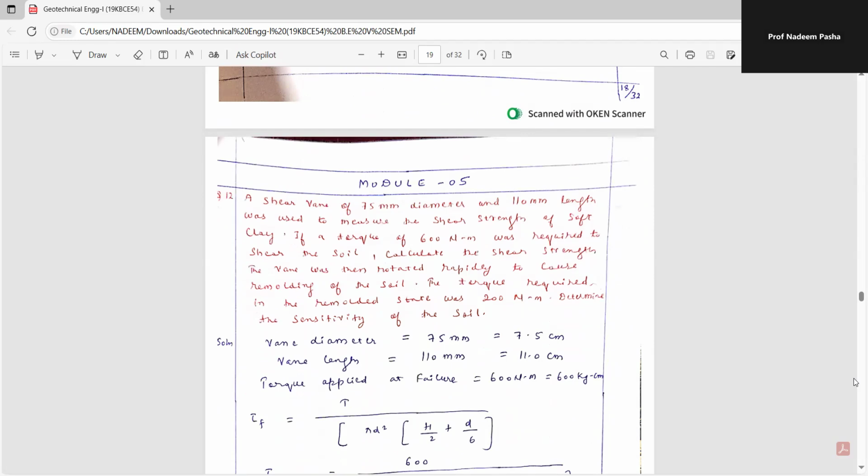The vane was then rotated rapidly to cause remolding of the soil. The torque required in the remolded state was 200 Newton meter. Determine the sensitivity of the soil. So vane diameter is 75 mm.